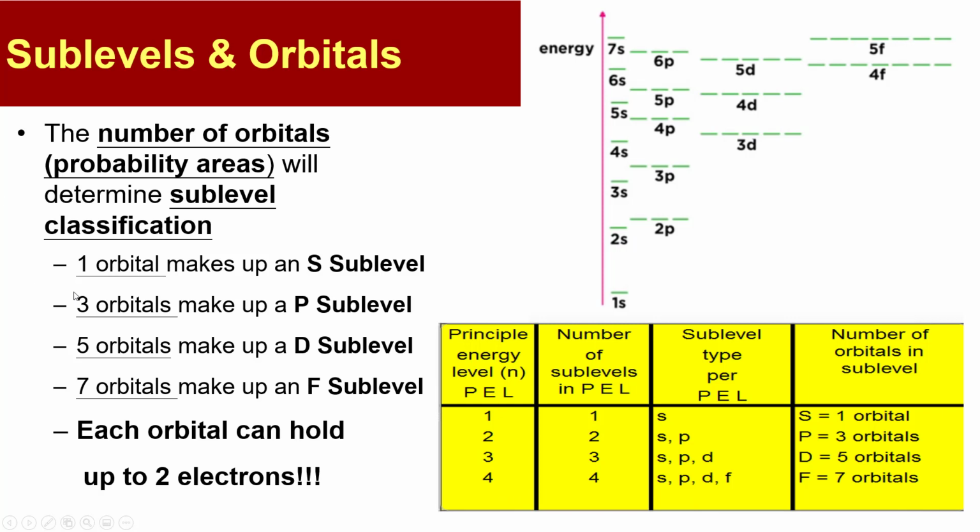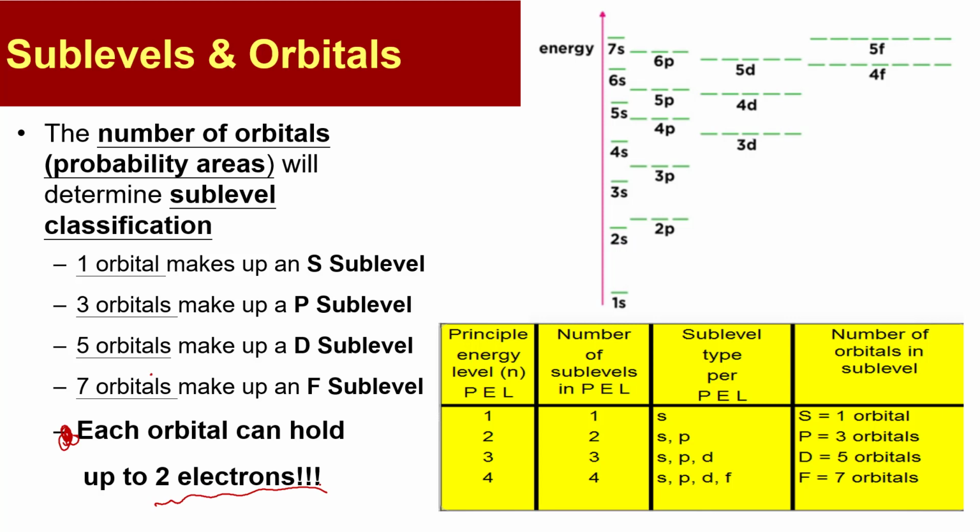The way it works is that if you have one area of probability, it is considered an S sublevel. If you have three areas of probability, three orbitals, it is considered a P sublevel. Five areas of probability are considered a D sublevel, and seven is considered an F sublevel. Another important fact is that each orbital that we see here can hold up to 2 electrons.